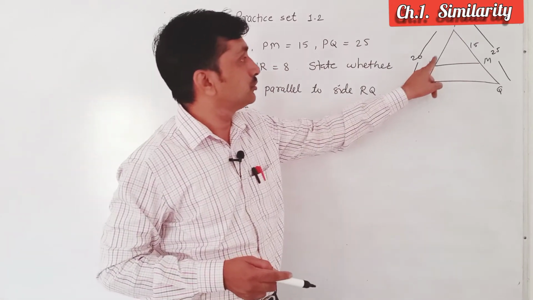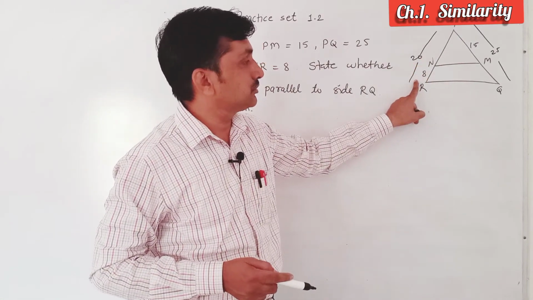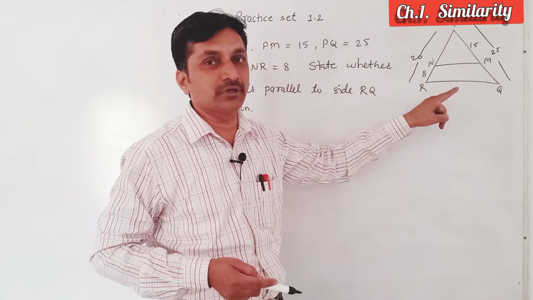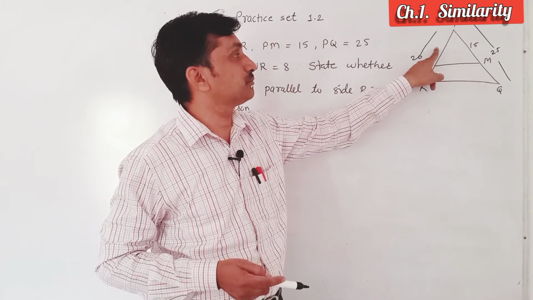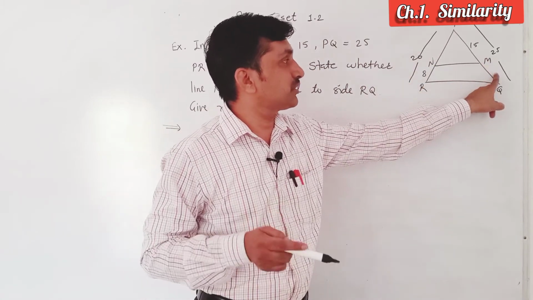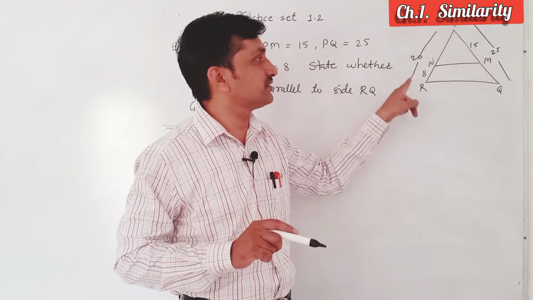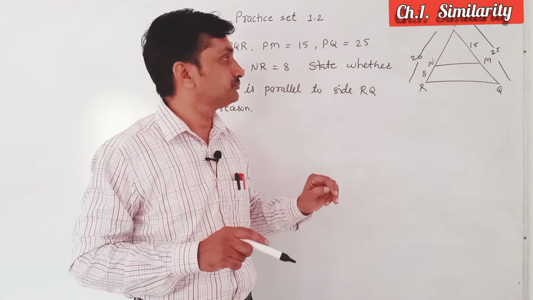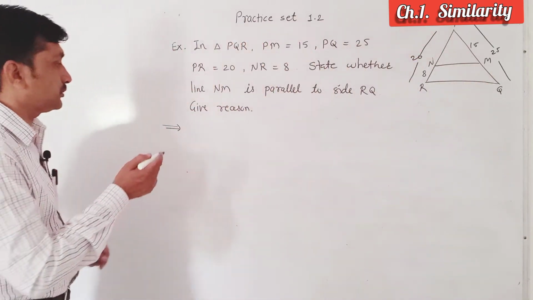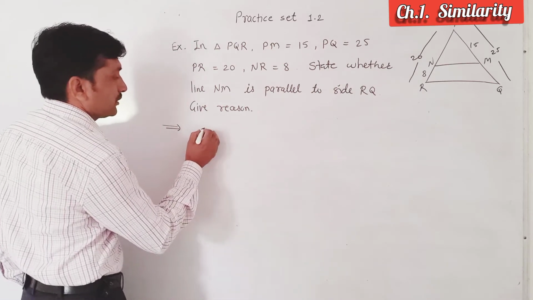Which ratio? PN upon NR should be equal to PM upon MQ. The ratio should be equal, but for that we should know PN. PN is not given, but we can find it. MQ is not given, but we can find it, because the whole side is given. Therefore first of all find out PN here and MQ here. Then let's continue.